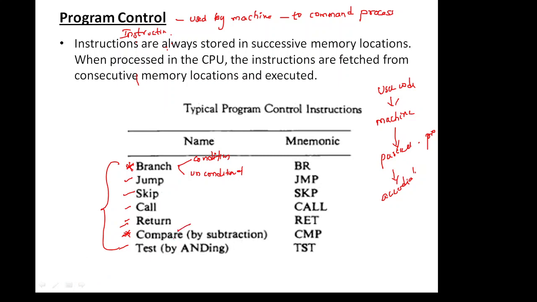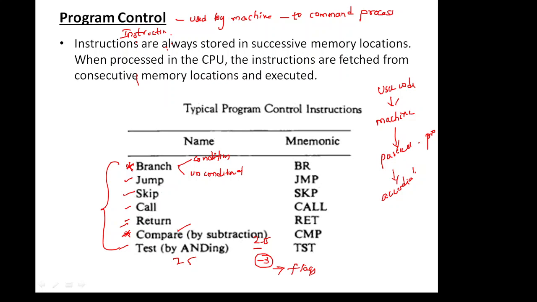The compare instruction is similar to a subtract instruction, except the result is not stored anywhere, but some flags are set according to the result. Suppose we compare 2 and 5. So I have 2 minus 5, that is equal to minus 3. Based on this negative result, some flags are going to be set.